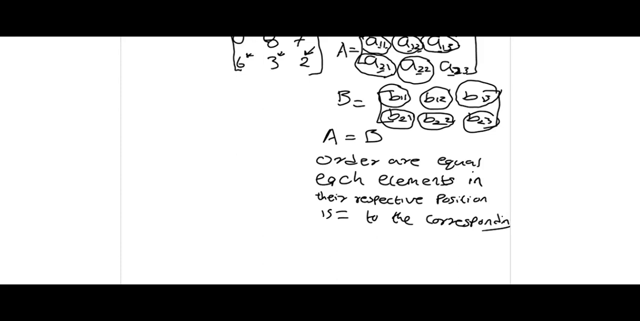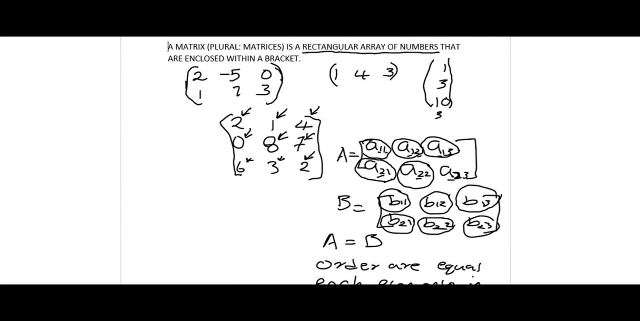I also talked about the square matrix. When the number of rows is equal to the number of columns, that's a square matrix. And then we have the principal diagonal.